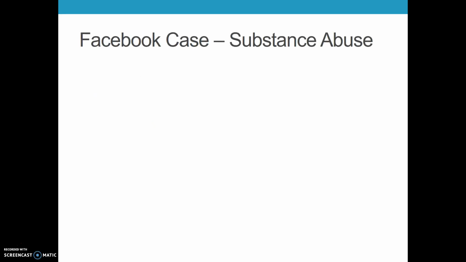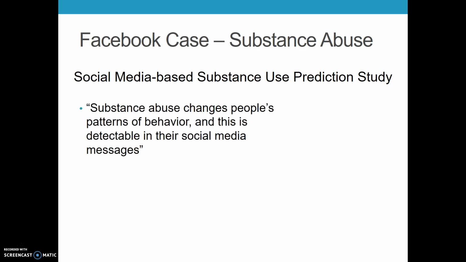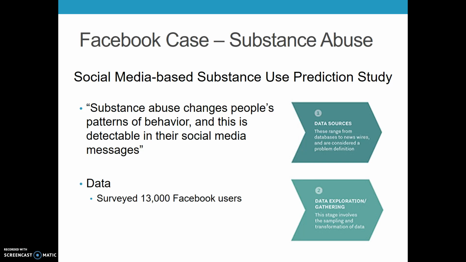Now we're going to take a look at a case involving data mining and analytics, Facebook, and substance abuse. In May of 2017, a group of 3 researchers published the results of their study titled Social Media-Based Substance Use Prediction. Their hypothesis was that substance abuse changes people's patterns of behavior, and this is detectable in their social media messages. With this in mind, the researchers began collecting data from over 13,000 Facebook users with an average age of 23. They were asked what substances they used, how often, and how much. Based on this, the users were divided into groups according to their level of substance abuse.